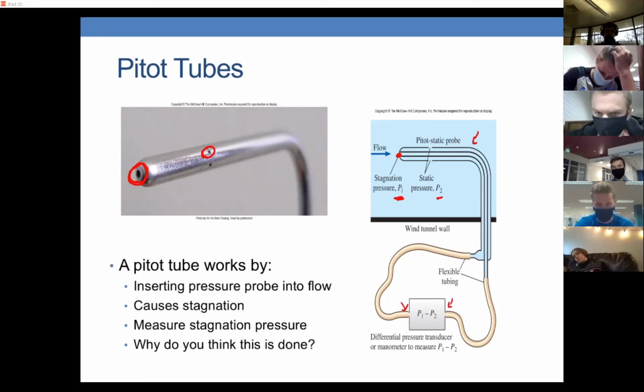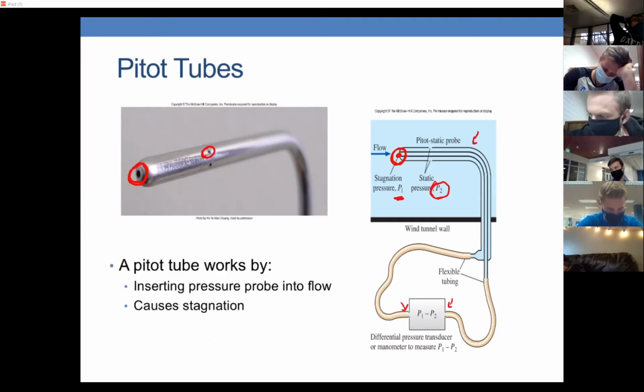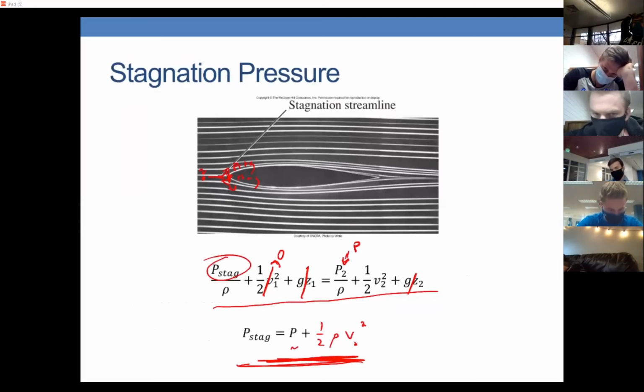Wait, so just to clarify, static pressure is the same as stagnant pressure? No, static pressure is not the same. Static pressure is what we call the pressure away from the stagnation point. So the stagnation pressure is the pressure at the stagnation point. The static pressure is the pressure away from it, which would mean in here, P2 would be the static pressure.